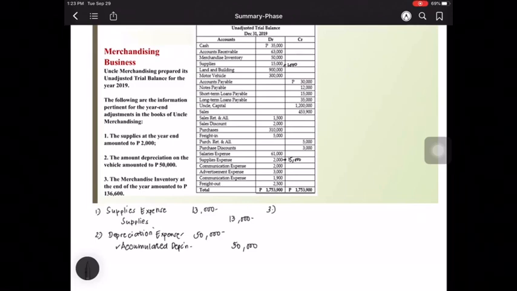And lastly, we were told in this problem that the amount of the inventory at the end of the period is 136,600. Take note, when we discussed a while back how to compute for the cost of goods sold, your merchandise inventory beginning, I told you where to get its value, right? The value of your merchandise inventory beginning shall be lifted from the unadjusted trial balance. Therefore, this 50,000 pesos that you see here is the value of the merchandise inventory beginning.